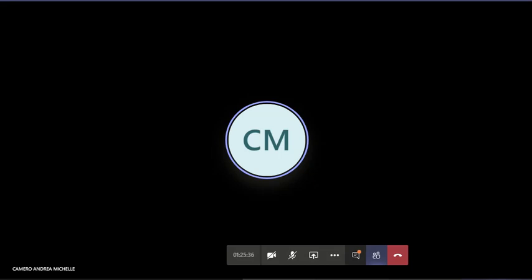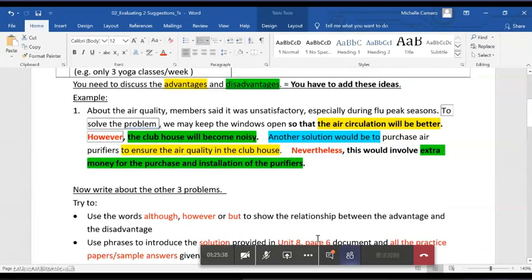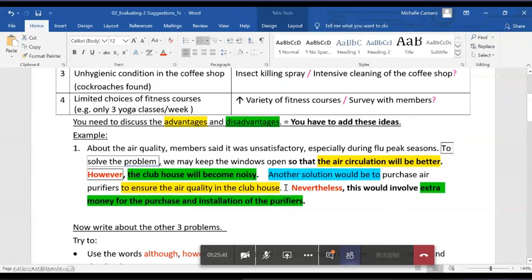The reason why I talked about all those colors from the other document is because I used them again here. So I highlighted everything the same color just to hopefully help your memory. So when you introduce the second solution, I highlighted it blue, I highlighted the advantages yellow, I highlighted disadvantages green, and words like however, although, but, or even nevertheless. Remember, nevertheless, you can only use with disadvantage. These are words that are used to show the relationship between the advantage and disadvantage. I put them in red.